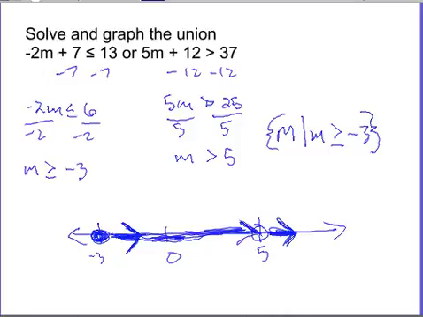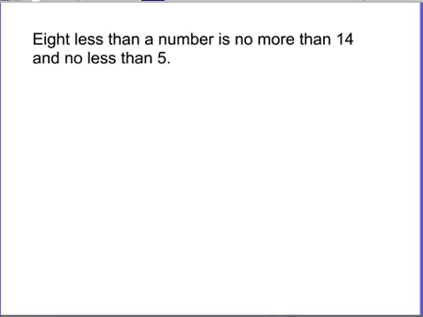All right, last couple here. We just got to be able to set these up using some word problems. 8 less than a number. So 8 less than a number, that would be x minus 8. Than means x goes in front of it. Is no more than, so less than or equal to 14. And no less than 5. No less than means greater than or equal to 5.